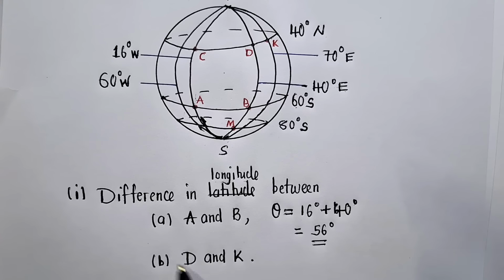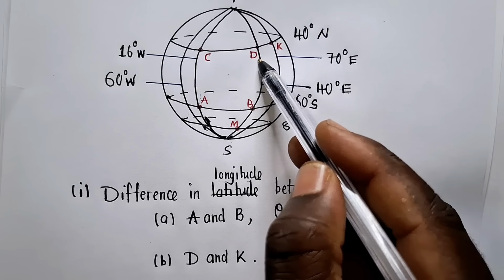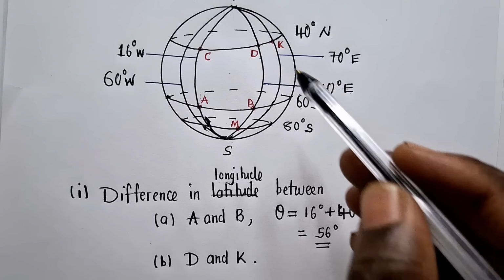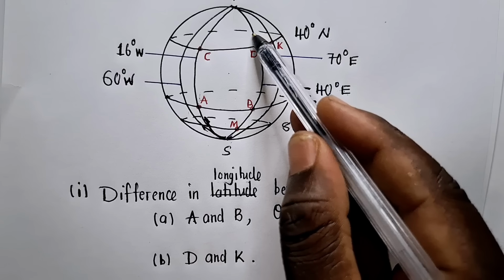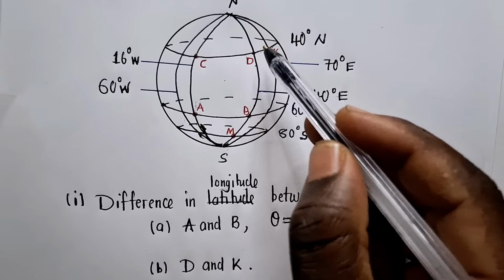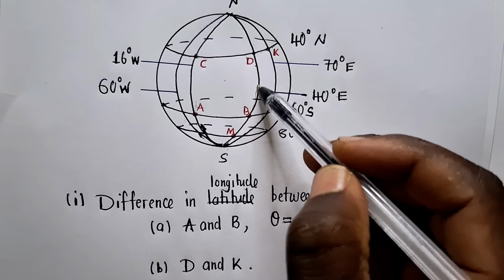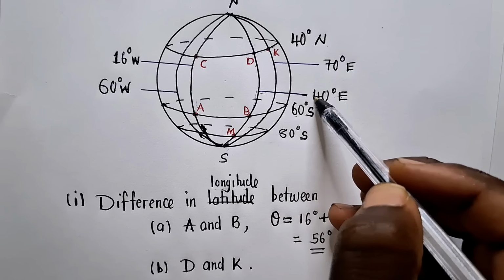Let's look at B, where we need to find the difference in longitude between D and K. So D is here, K is right here. You go to that point. You see, it's happening in 40. But the longitudes which are cutting, we've got this one. When you look at this one, they have shown us here, it's 40.